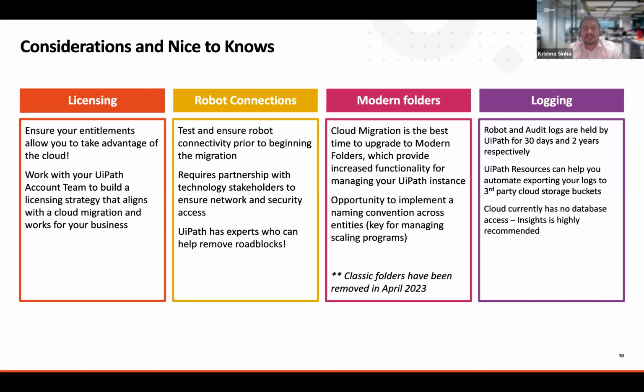Robot connection: we need to test and ensure our robot connectivity is fine before starting the migration activity. This requires partnership with technology stakeholders to ensure network and security access is fine and there are no blockers when we are moving to the cloud, because there are certain URLs that need to be whitelisted, so that your robot can work smoothly without any blockers on the package or dependencies. Modern folders with cloud: it definitely only works with modern folders.